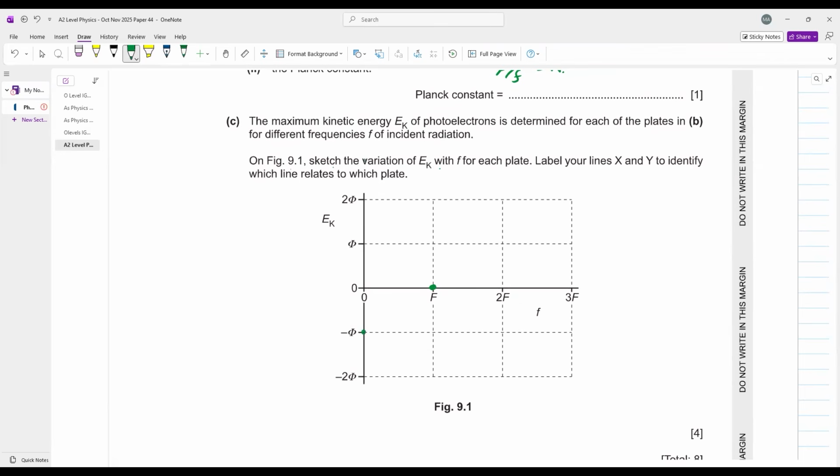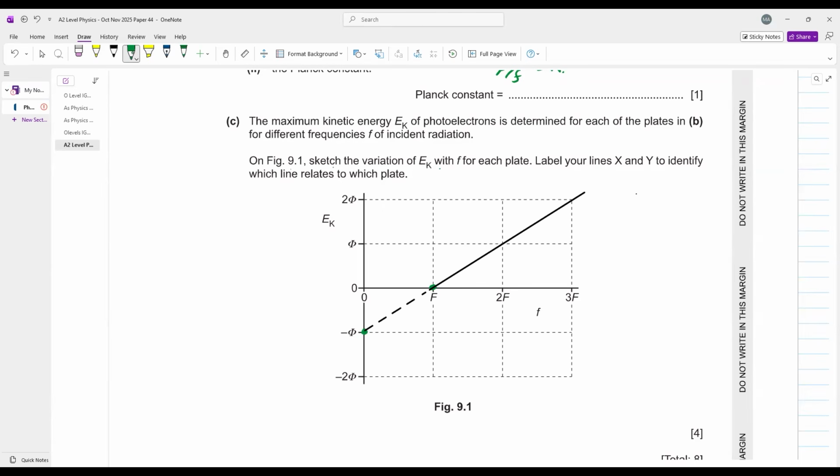And your work function is negative. इसको extend कर दो. Like this. Make sure that this line in the negative y-axis is dotted because there is nothing known as negative of work function. बेटा negative work function सिर्फ हम दिखाने के लिए बनाते हैं. You make it dotted here. This is your line. At a threshold frequency of F, you have a kinetic energy of 0.